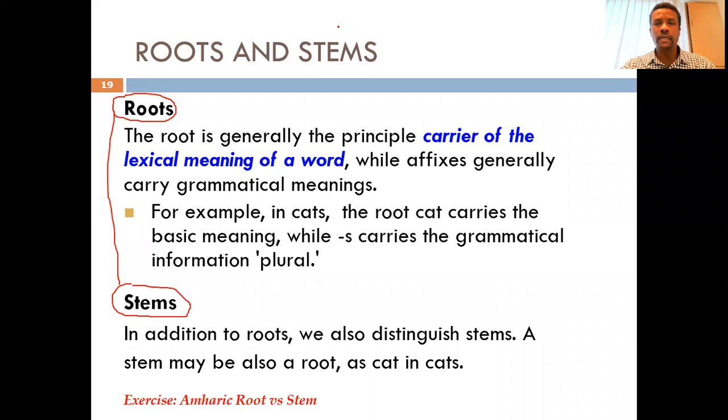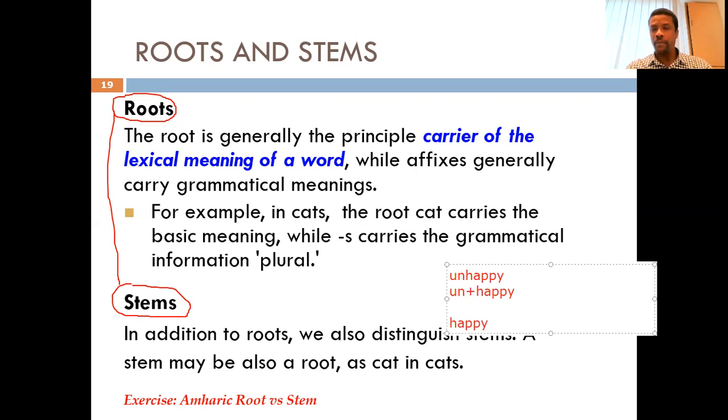Let's take one simple example. If you have a word called, let's say, unhappy, then you know that un is a morpheme, then you have happy. As you can see, un is a bound morpheme. So if you remove that, you are going to be left with the word happy, okay?